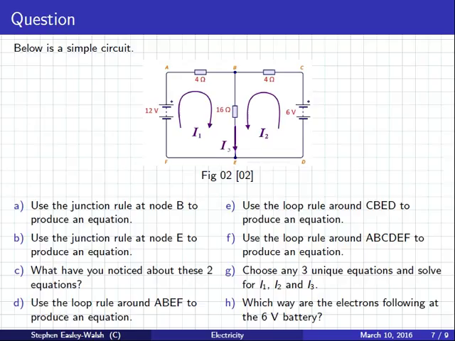12 minus 4i1 plus 6. No, it was going so well. 12 minus 4i1. Started so well. Give me the equation, please. 12 minus 4i1. Minus.